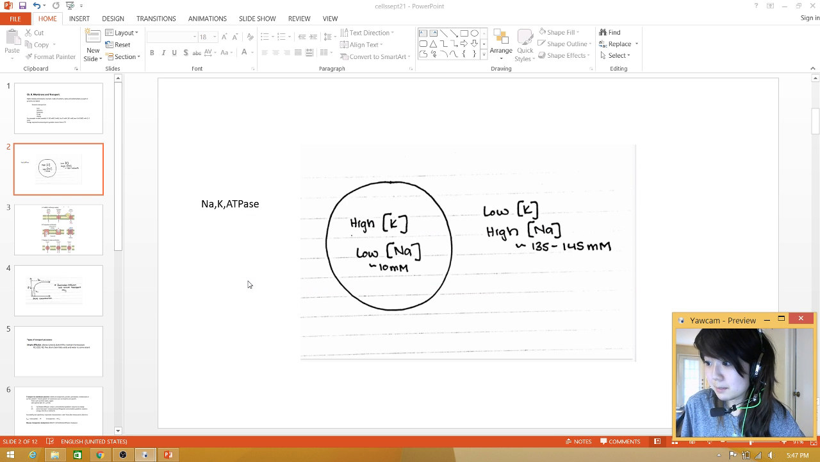So the cell membrane maintains a high amount of potassium inside, while there is a low concentration of potassium outside the cell. As for sodium, there is a small concentration on the inside of the cell, about 10 micromoles, while there is a high concentration of sodium on the outside, about 135 to 145 micromoles. The concentration of these two ions is maintained by the cell membrane, or more specifically, the transport proteins on the membrane, one of them being sodium potassium ATPase, but our professor also likes to call it NKA.